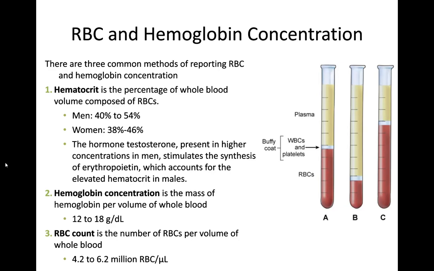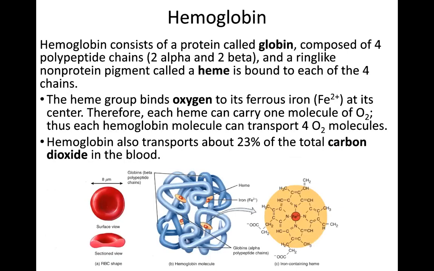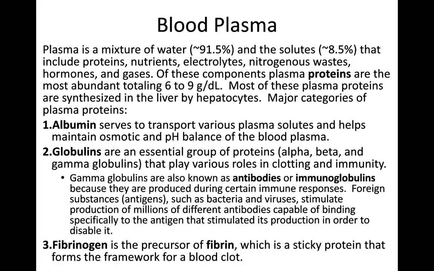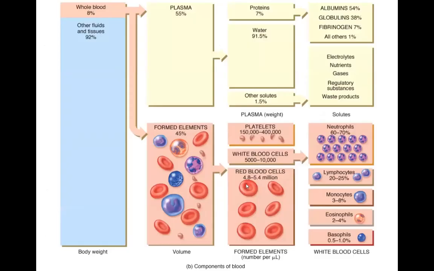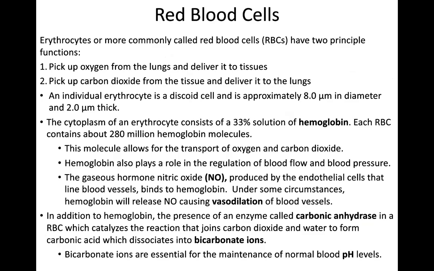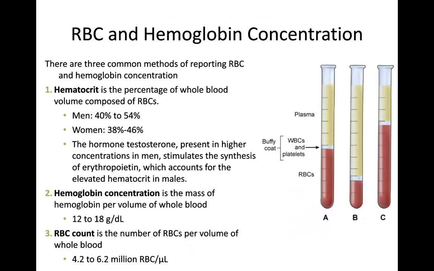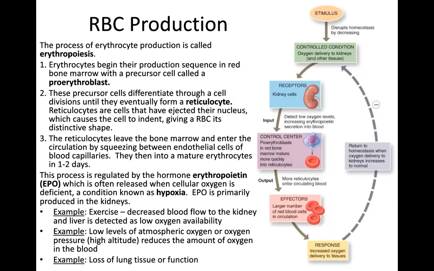Hemoglobin concentration is the mass of hemoglobin per volume of whole blood. Typically, we want to see it around 15 grams per deciliter, so 12 to 18 is normal. And then probably not used a whole lot is red blood cell count, which is the number of red blood cells per volume of whole blood. And that's what we saw in that figure a few slides ago, 4.2 to 6.2 million red blood cells per microliter. So it's actually a little bit different as far as the number. I said 4.2 to 6.2. So here it's 4.8 to 5.4. I guess the values I give are a little bit more encompassing or a broader range. Not that that's really that important as far as numbers. I'm not going to ask you to know that.